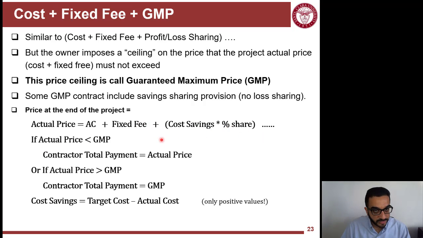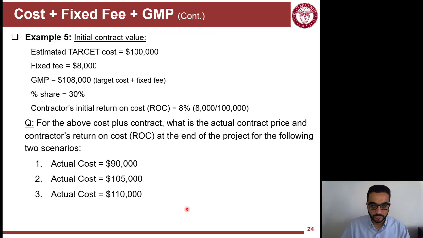But there is an if condition here. If this actual price is less than the guaranteed maximum price, the contractor total payment will be equal to that actual price. But if this actual price formula brings a value that's more than the guaranteed maximum price, the contractor total payment will be limited by the guaranteed maximum price. And the cost savings in the formula here is equal to the target cost minus actual cost, the same thing we have seen before. But if it brings a negative value, you ignore it. So it's only bringing positive values here. You only consider positive values for this cost savings formula.